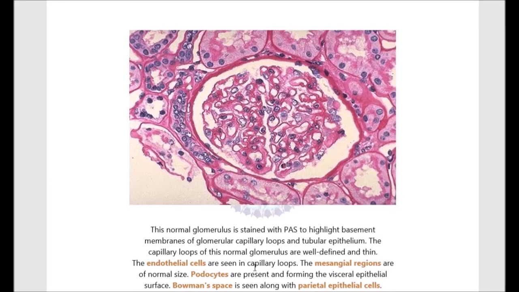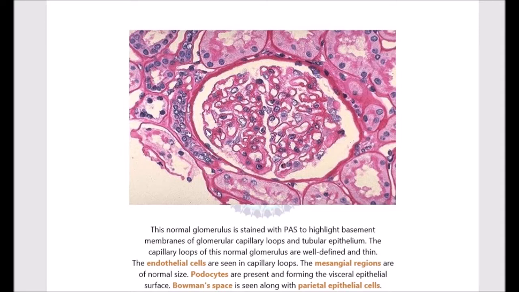Endothelial cells are seen in capillary loops. You see the endothelial cells. One of the endothelial cells is seen. The mesangial regions are normal size, and once again the mesangial region is the normal size. Podocytes are present, forming the visceral epithelial surface.